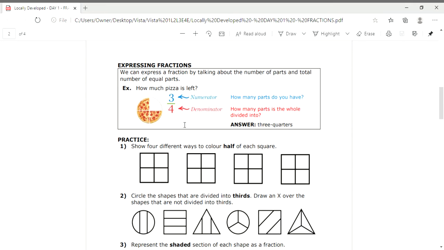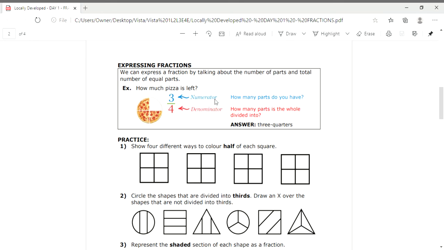Next, expressing fractions. We can express a fraction by talking about the number of parts and the total number of equal parts. For example, a pizza. We have a diagram of a pizza. There are 3 pieces remaining out of a total of how many possible pieces? 4. So the number of pieces that there are, that number goes into the top of our fraction, and that top number is called the numerator. In this case, the numerator is 3.